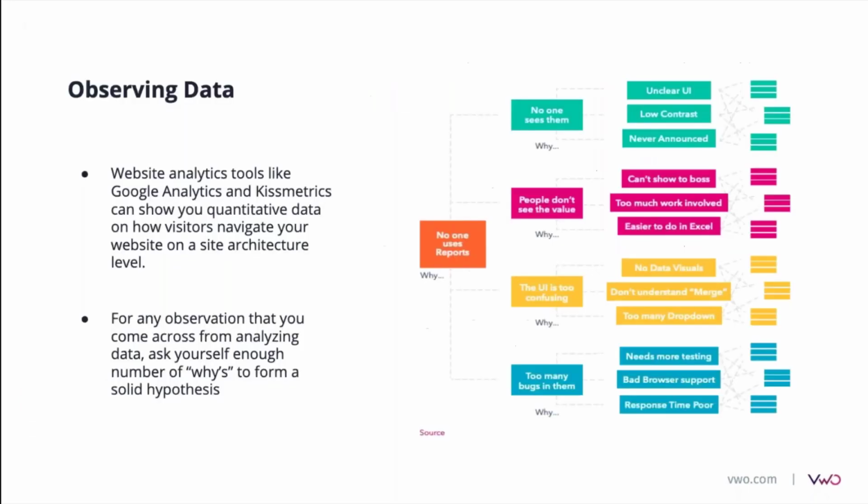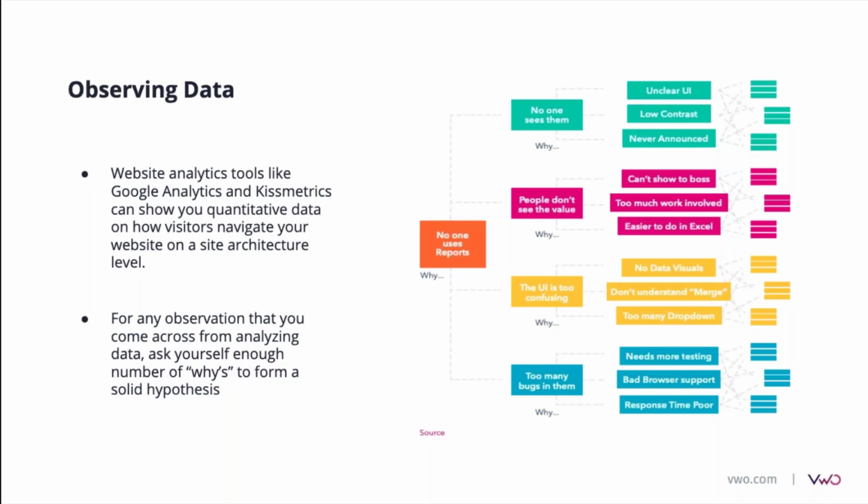If we talk about observing data, website analytics tools like Google Analytics and Kissmetrics tell us how visitors are navigating your website on a site architecture level, and from there you get an understanding of where exactly is the pain point in your website or in any of your digital properties.